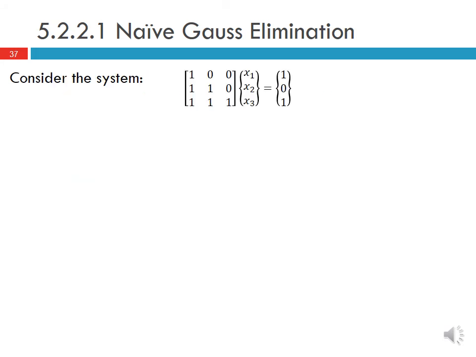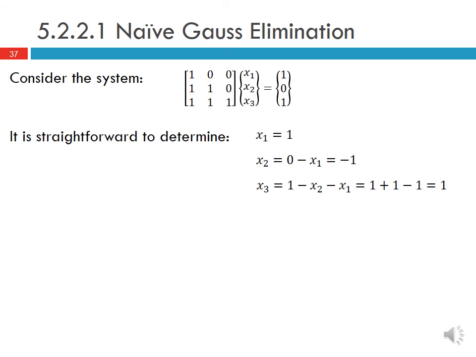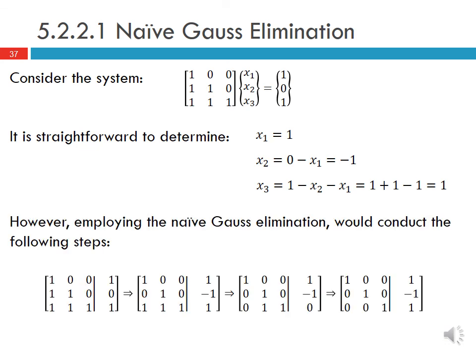So for example, if you have this system here, we can easily determine that x1 equals 1, x2 equals minus 1, and x3 is equal to 1, going through basically forward substitution. But if we employ the naive Gauss elimination algorithm, it would conduct all of these steps to transform our matrix to an upper triangular matrix and then get the result from there.